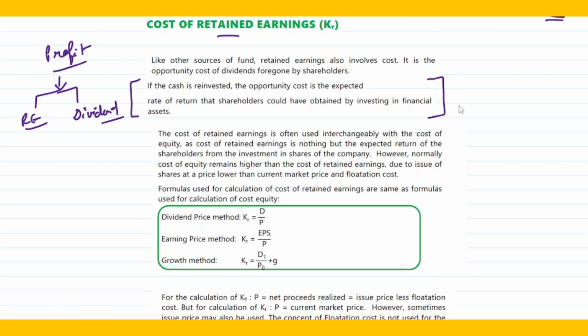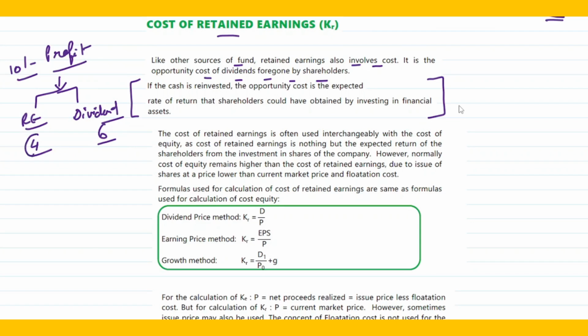Now let's understand retained earnings and how you calculate the cost of retained earnings. Like other sources of fund, retained earnings also involves cost, right? But what kind of cost does it involve? It is the opportunity cost of dividends foregone by the shareholders. As I said, this profit is divided into two parts, that is retained earnings and dividend. So, for example, if a company has a profit of say 10 rupees, 6 rupees is given as a dividend, but the remaining 4 rupees is the retained earnings.